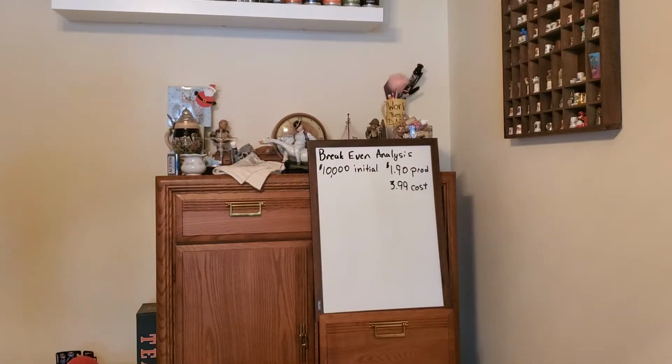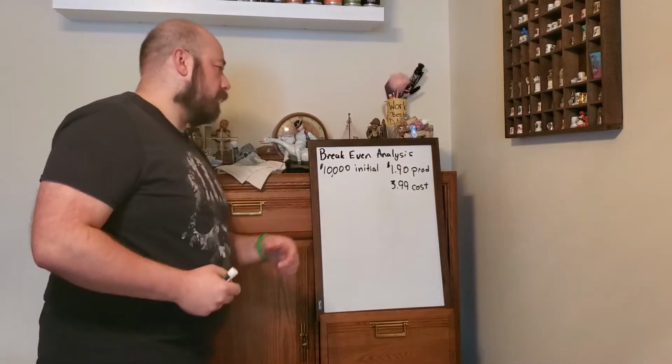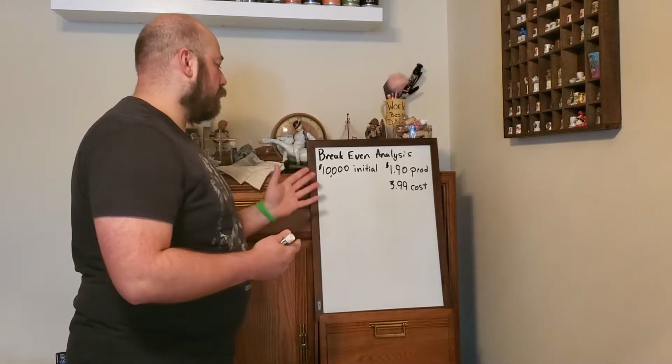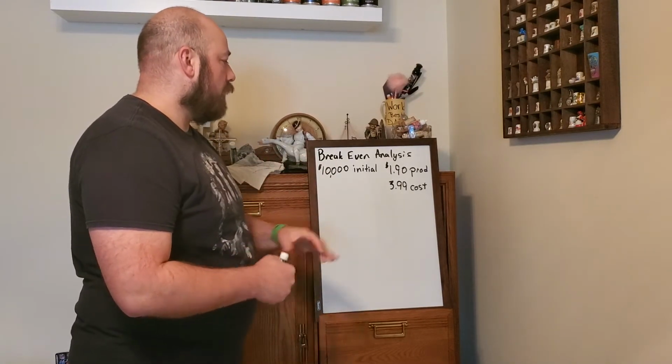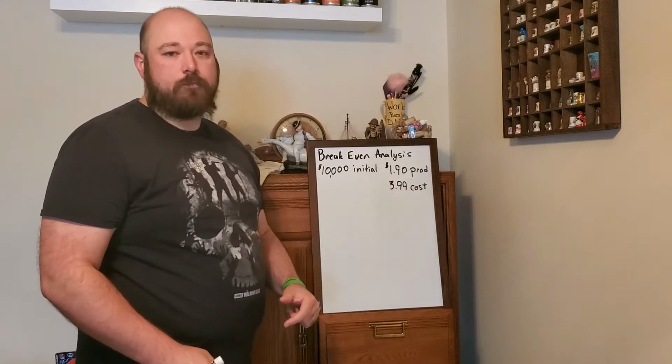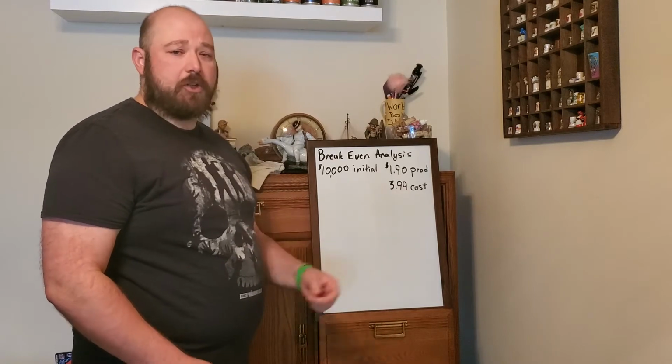All right, folks, what we're going to be doing here is talking about breaking even analysis. So there's a restaurant company, they decided they're going to put in $10,000 initial. It's going to cost them $1.90 to produce the product, and $3.99 is what they're going to charge the customers.